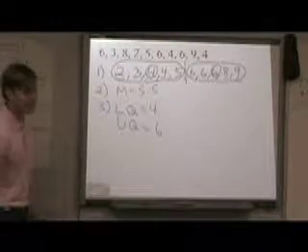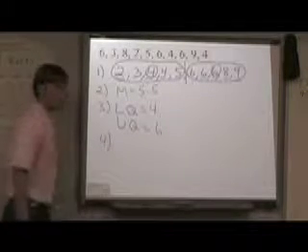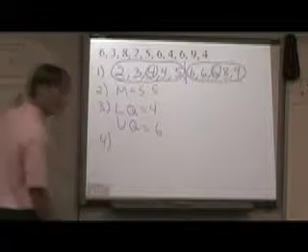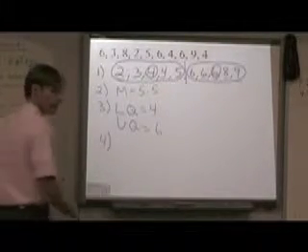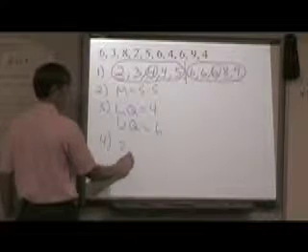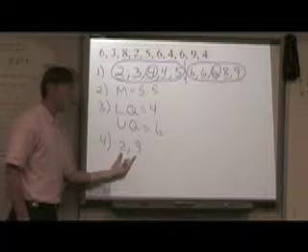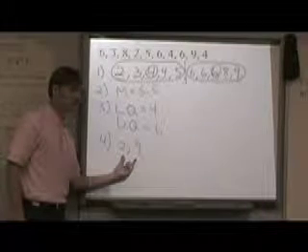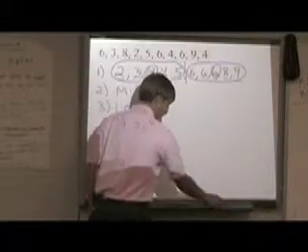The last step is to find the outliers. Okay? The outliers are the numbers way low and way high. So what's the lowest number here? 2. Okay? And what's the highest? 9. So those are going to be your whiskers. Okay? So now to complete our box and whisker.